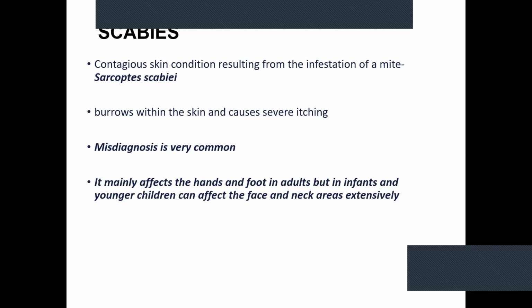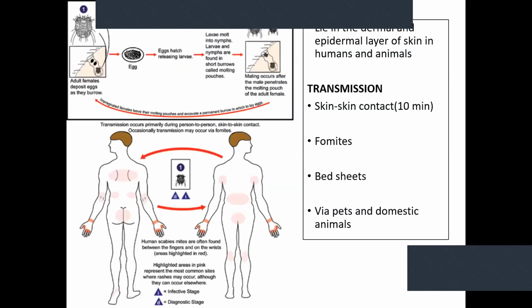Looking at the transmission, the mites lie in the dermal and epidermal layers of the skin in humans and animals. The transmission occurs via skin-to-skin contact, with a minimum of 10 minutes required, via fomites, bed sheets, and via pets and domestic animals.